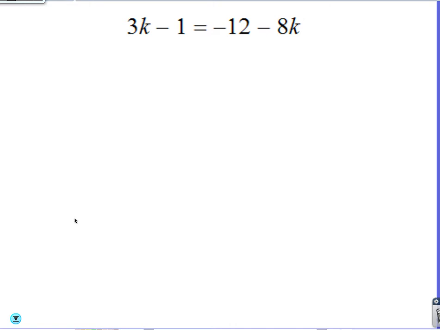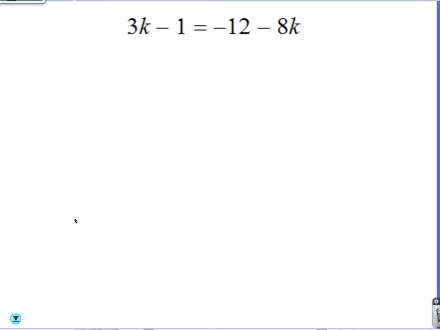Destiny, 3K. Does it have any like terms anywhere up there? There's 4 terms, by the way. 3K is a term, negative 1 is a term, negative 12 is a term, negative 8K is a term. Destiny, 3K. Does it have a like term? Does everybody see that? There's a negative 8K over here. Those are like terms. Both of them have K's. And then negative 1 and negative 12, those are like terms. They don't have any letters. So if they have the same letters, they're like terms. Or if they have no letters, they're like terms.